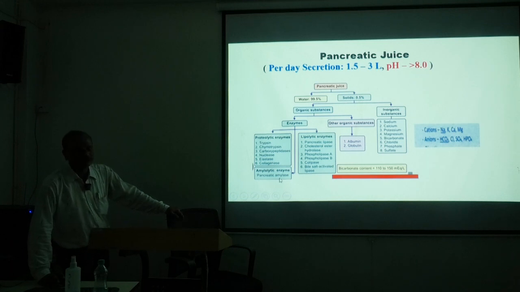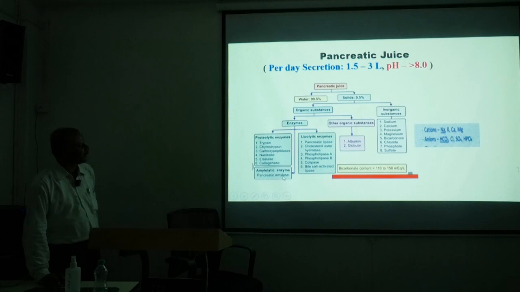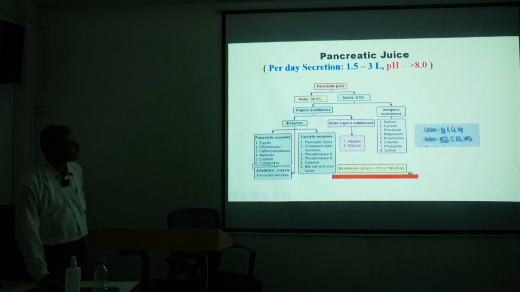And pancreatic amylase is the most important enzyme which is responsible for carbohydrate digestion, and pancreatic lipase. These are the two important things you must remember. You must not forget, at least you must be able to tell these are the two important enzymes: amylase, lipase, trypsin, chymotrypsin, at least these four enzymes.